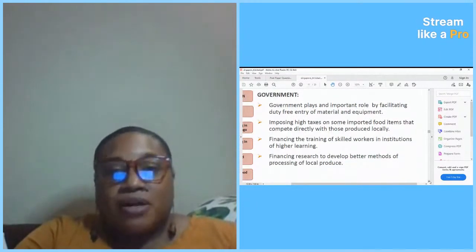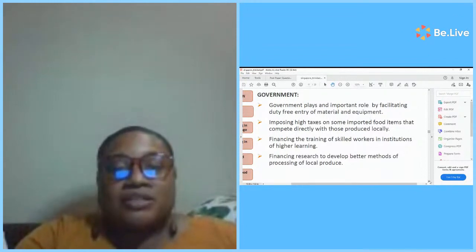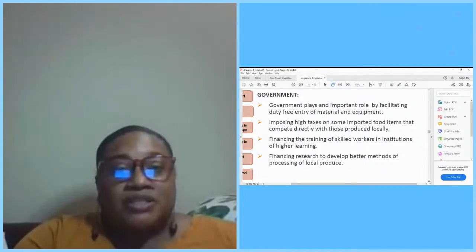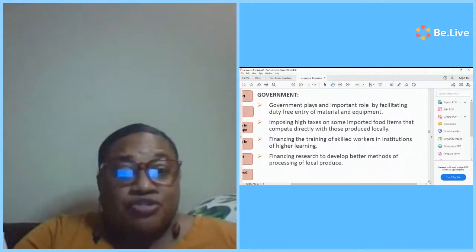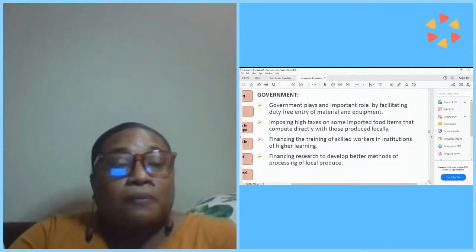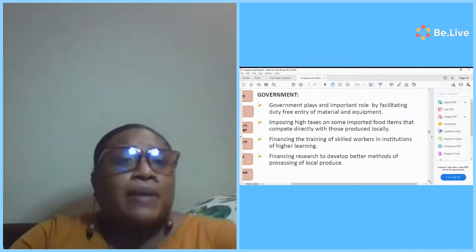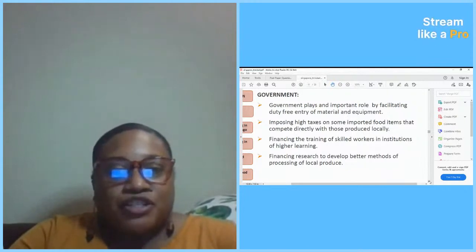Right? In terms of government, so government plays an important role, again, in terms of importing the semi-processed raw materials. So they also allow for duty-free entry of certain materials and equipment for certain small businesses. So as a small business owner, not just in the food industry, this is good information for you all to know if you want to get into business after you finish school. There are grants and certain subsidies for importing certain equipment and material, of course, once it is beneficial to the country, right?